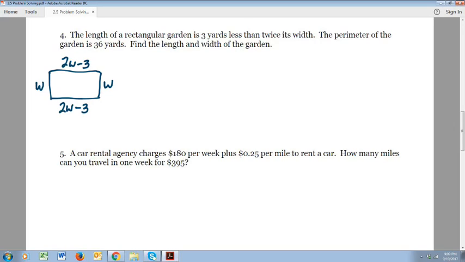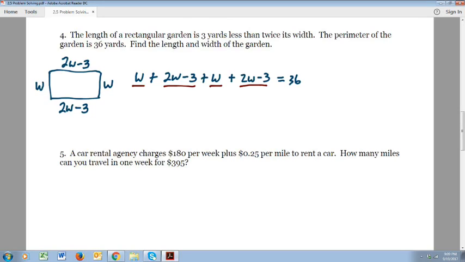Now remember, perimeter is found by adding the outsides of the figure. So in this case, we have 2 widths and 2 lengths. So it's going to be w, and we're going to add a length, 2w minus 3. We've got another w, and another 2w minus 3. All I'm doing is adding the outside lengths. And that needs to add up to 36.